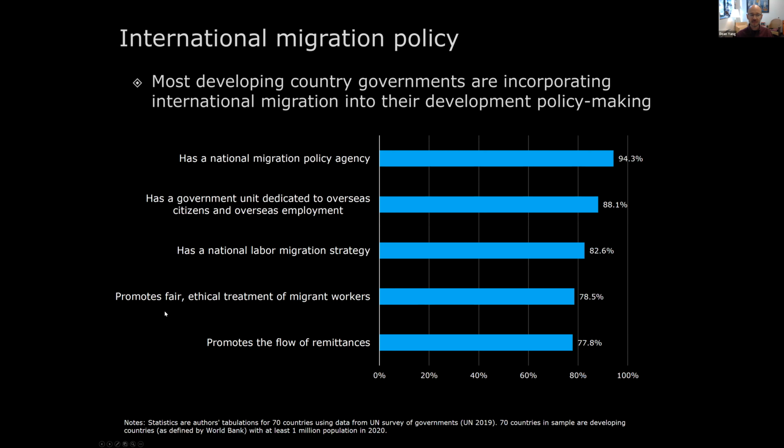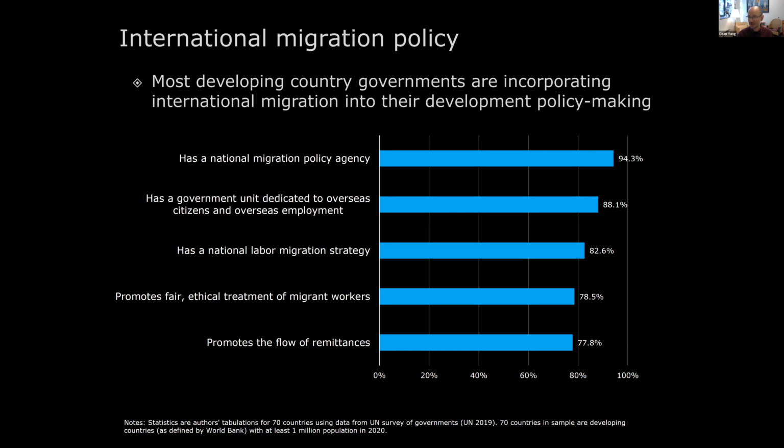Close to 4 in 5 say they promote fair and ethical treatment of their migrant workers who are going to other countries. And 80% say they promote the flow of remittances. Now, clearly, international migration policy is on the map of policymakers in developing countries, thinking about how they can promote development via promoting international migration.